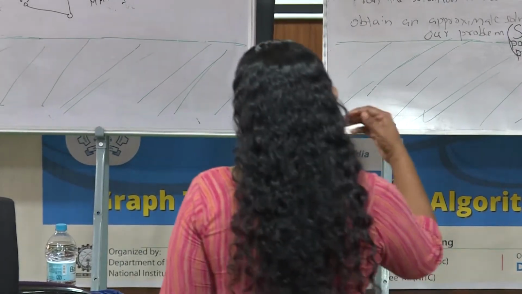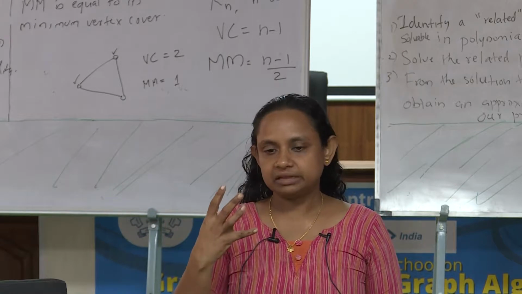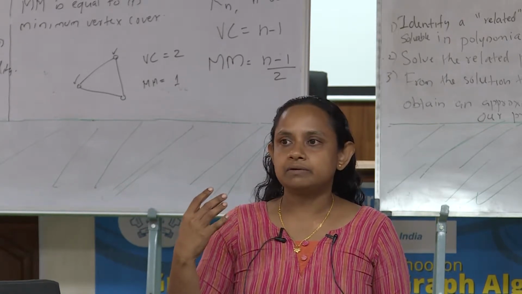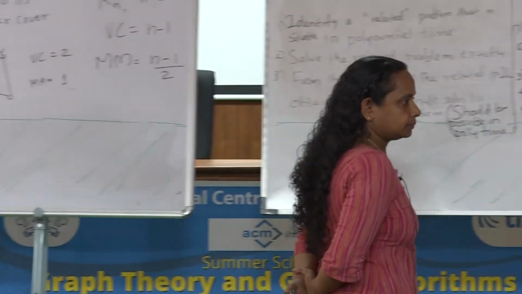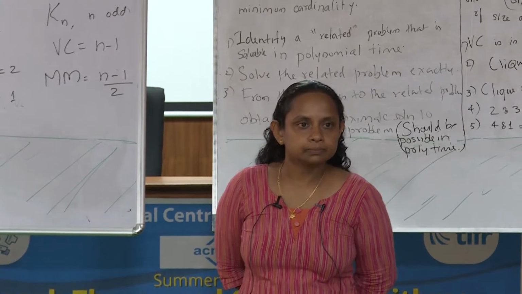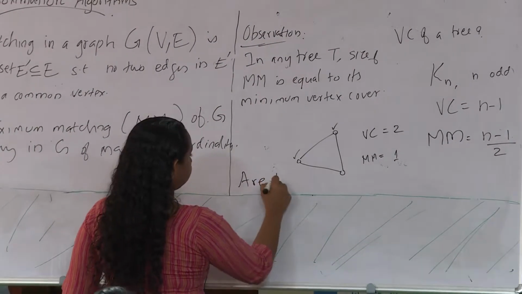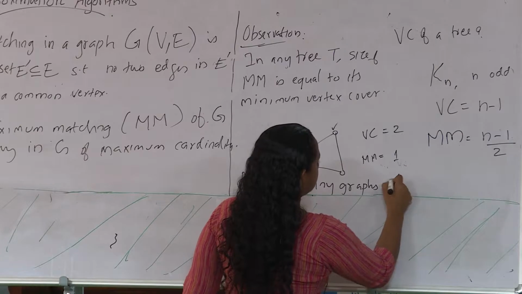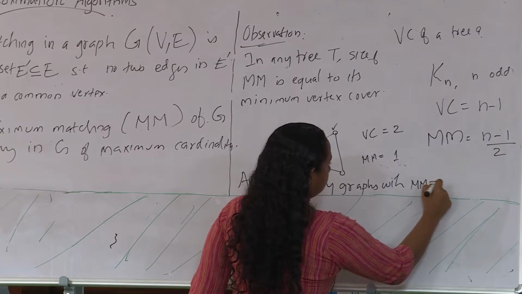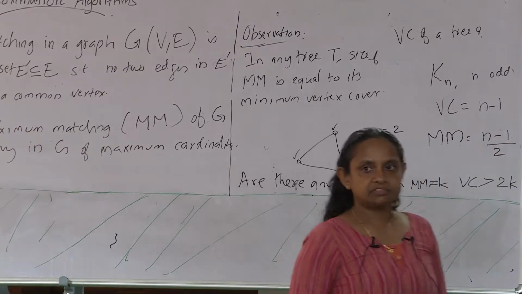Now try to see if you can construct any graphs for which this gap is more than factor 2. That is, the maximum matching size is k, but the minimum vertex cover size is more than 2k. Can you construct any graphs like that? Are there any graphs with maximum matching equal to k and vertex cover number strictly greater than 2k? Are there any graphs like this?